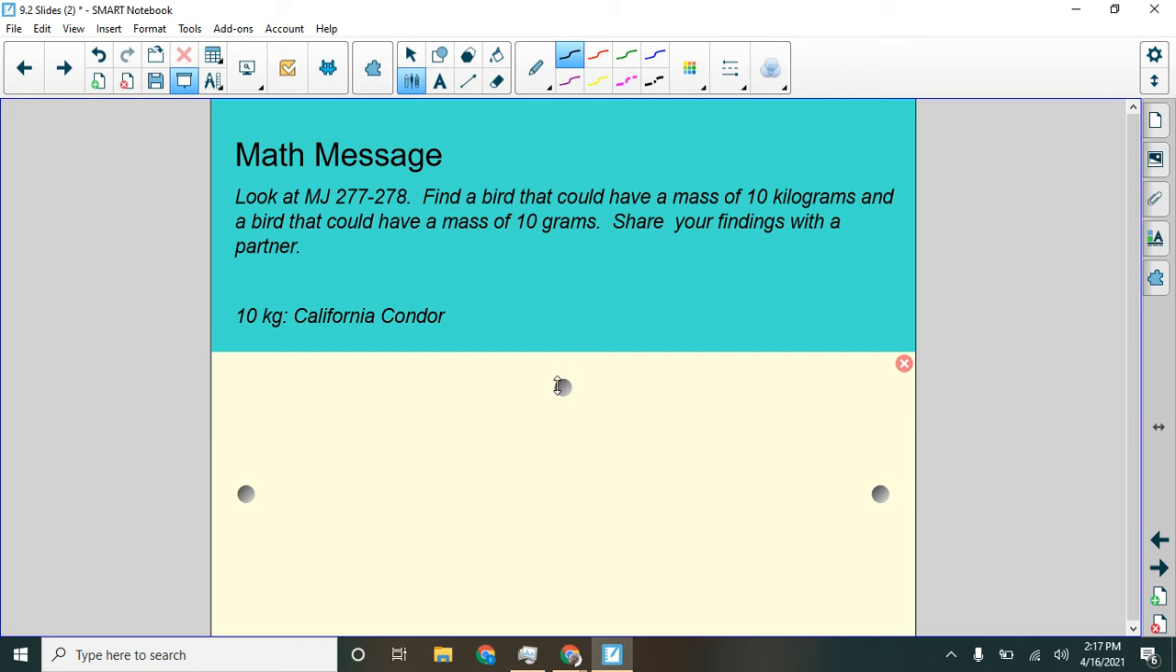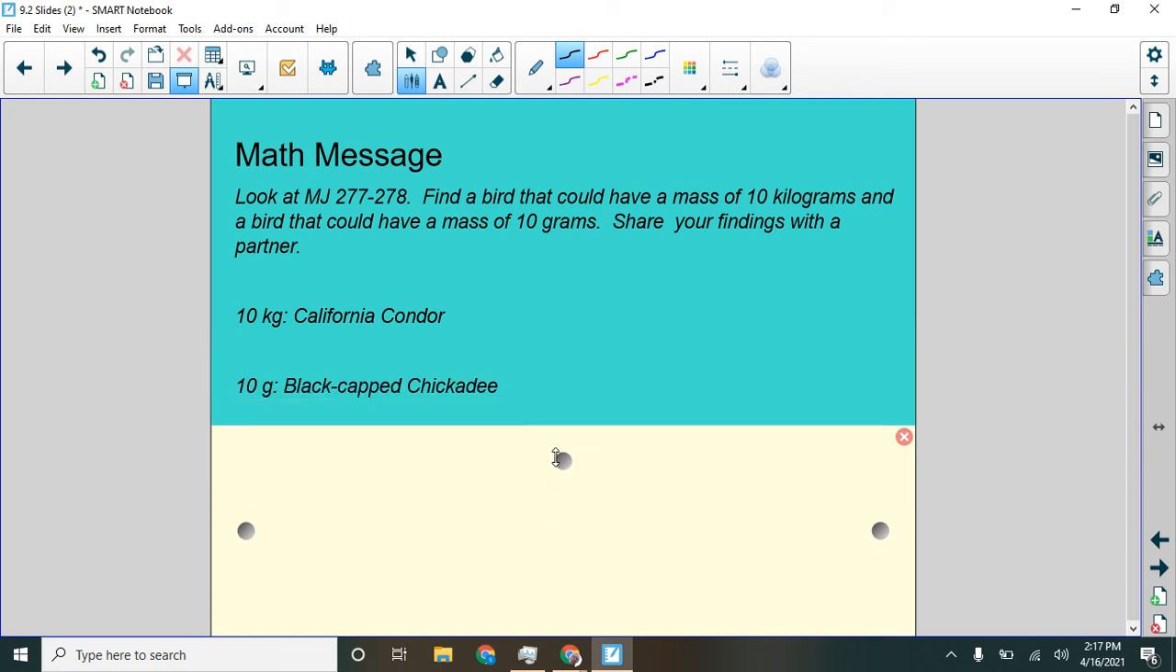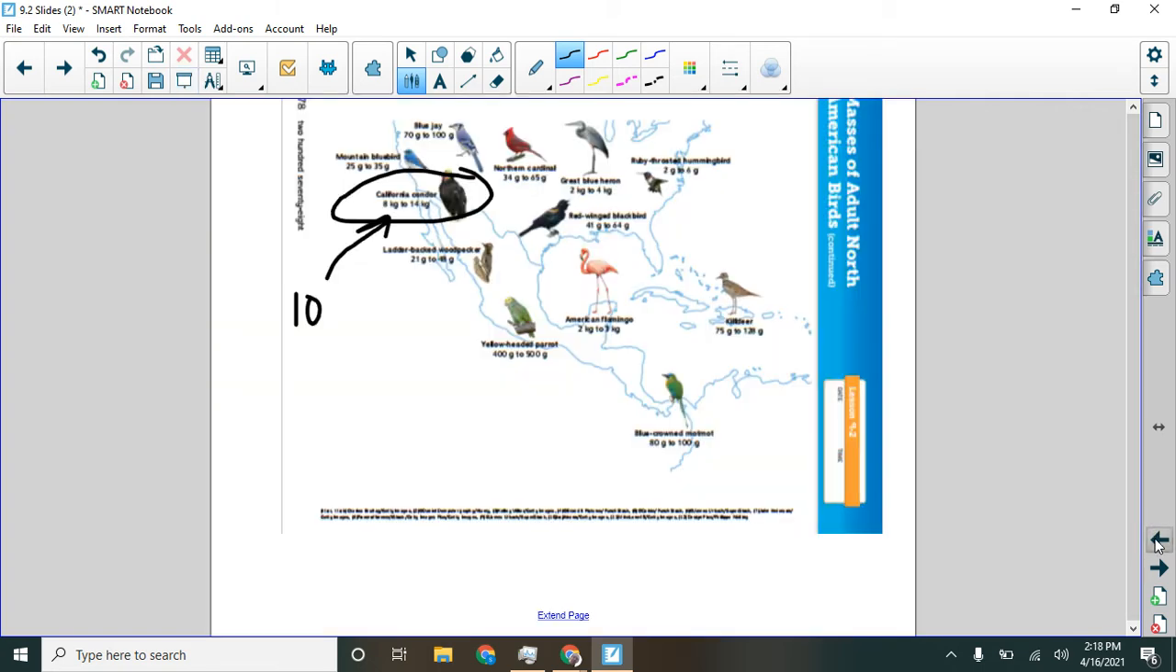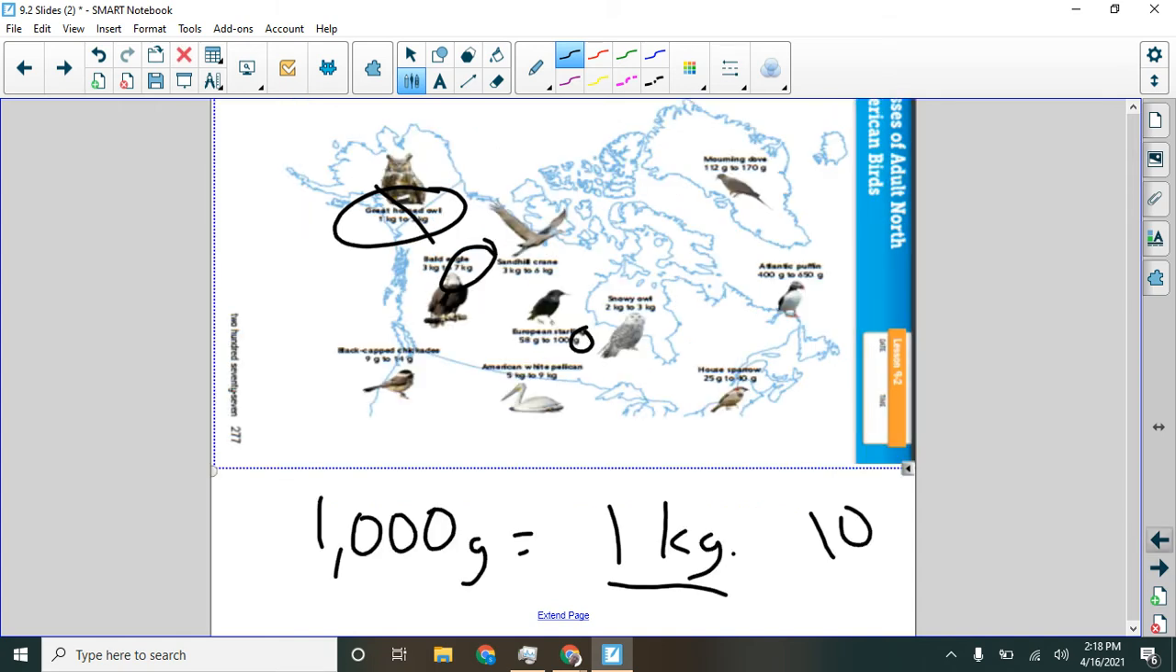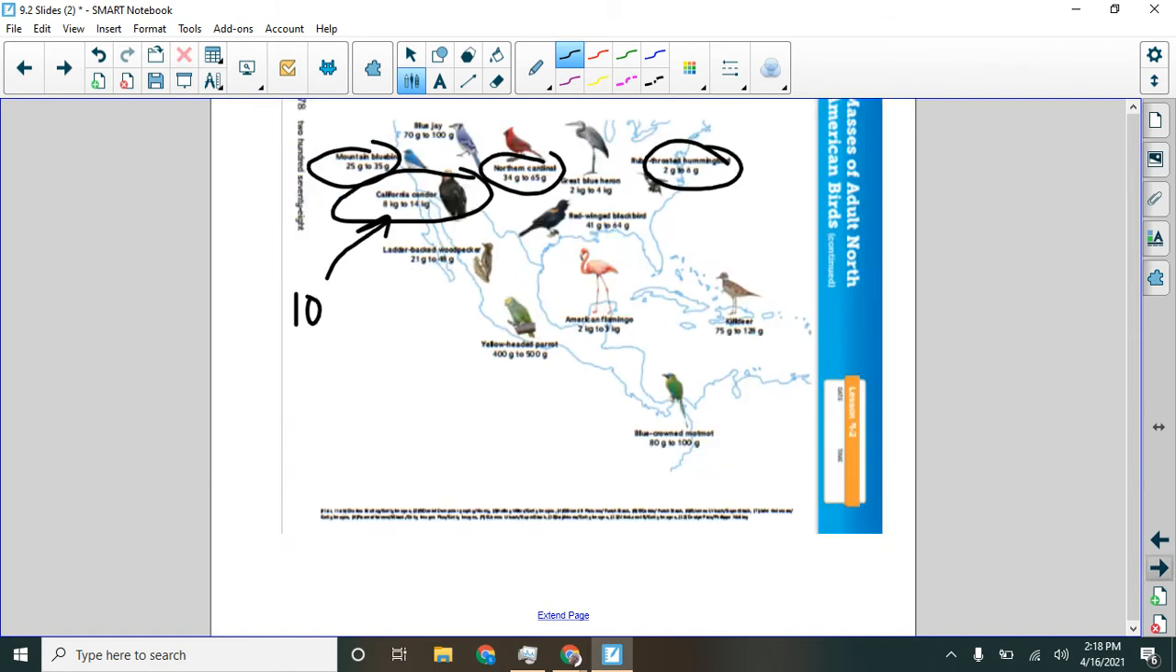As far as 10 grams, well, one choice, if not the only choice, is black-capped chickadee. 10 grams. So we're looking for the hummingbird is too small, right? Only gets up to 6 grams. The cardinal's a little too big. So's the bluebird. Is the chickadee over here, or did I miss it on the other page? There it is. Right? See, 9 to 14 grams. So 10 goes right in the middle there.